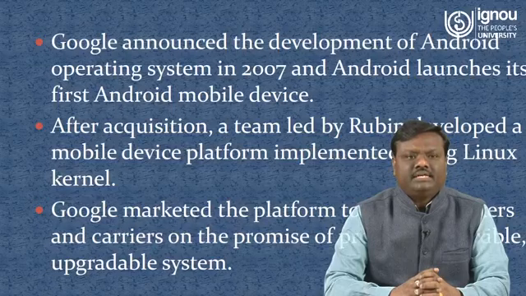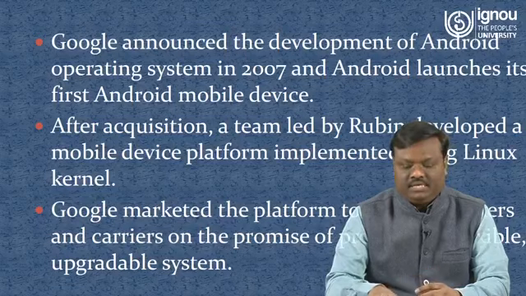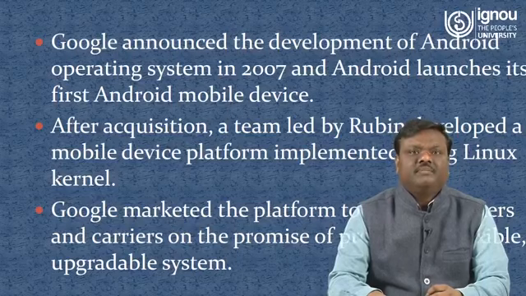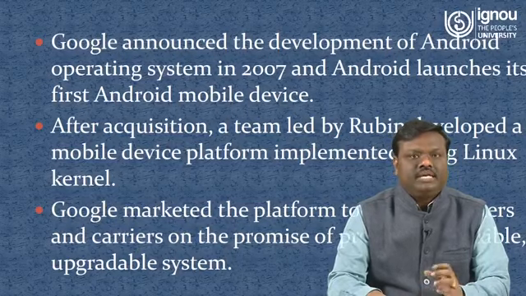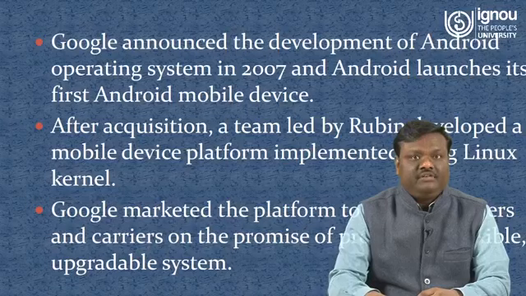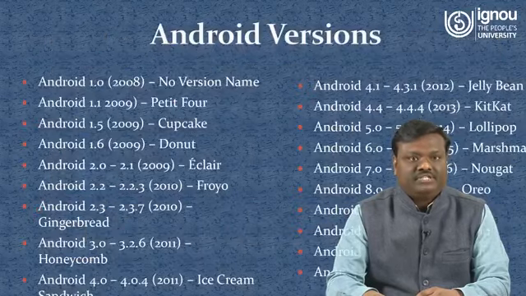Google marketed the platform to handset makers and carriers on the promise of providing a flexible, upgradable system. All its upgrades, in the form of versions or patches, are available on android.com. There are some official websites which I will be discussing towards the end, where you can get a feel of their content, and what most of the websites that support Android development features contain.